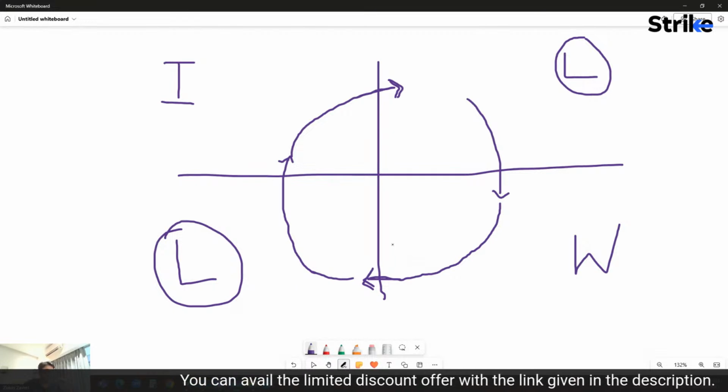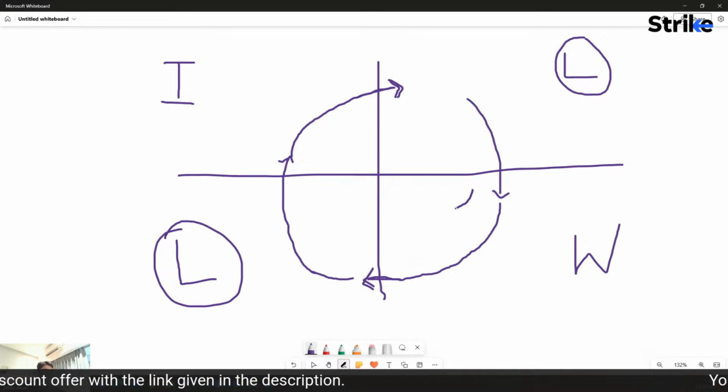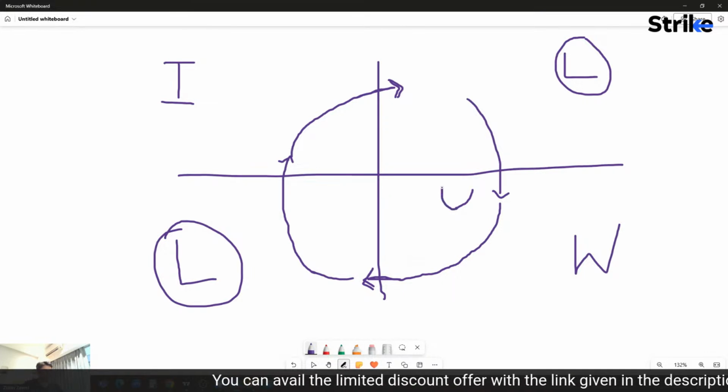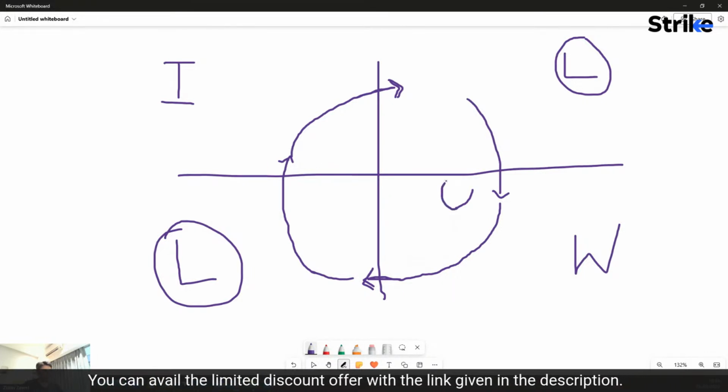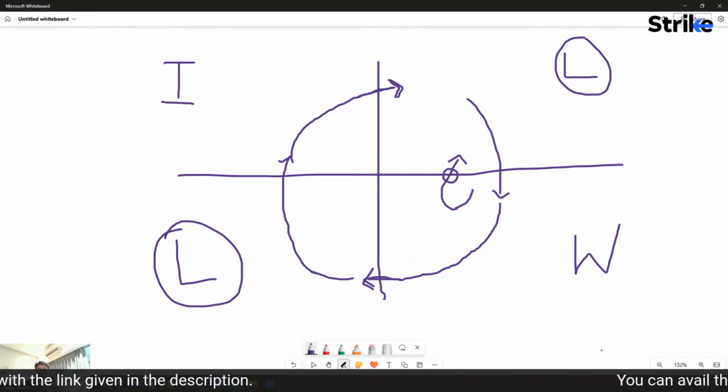Now sometimes a particular index or stock is in the weakening quadrant, and all of a sudden it gains momentum. What will happen is this will change. And if from the weakening quadrant it enters the leading quadrant, this is the best case scenario, my friends.